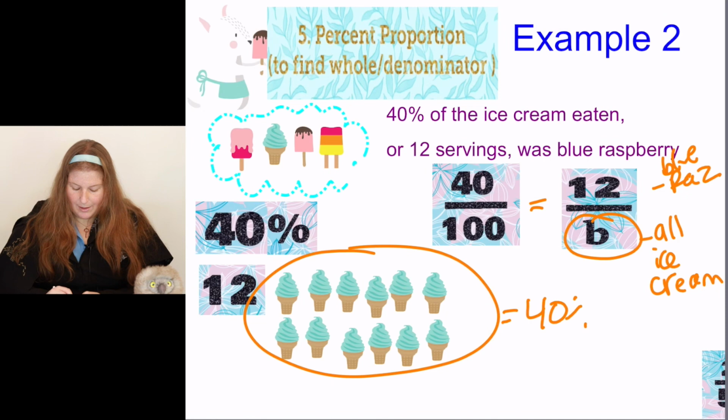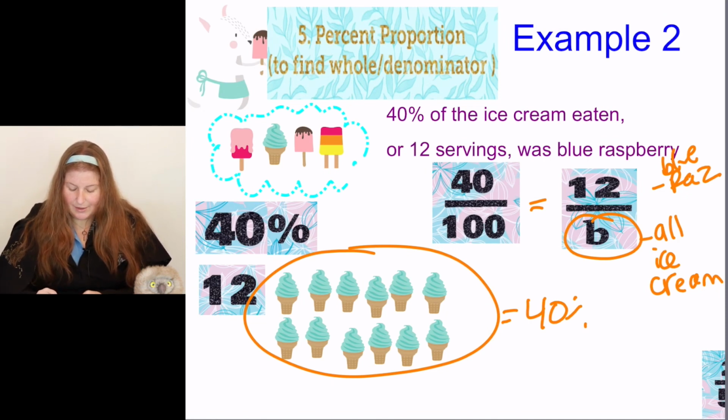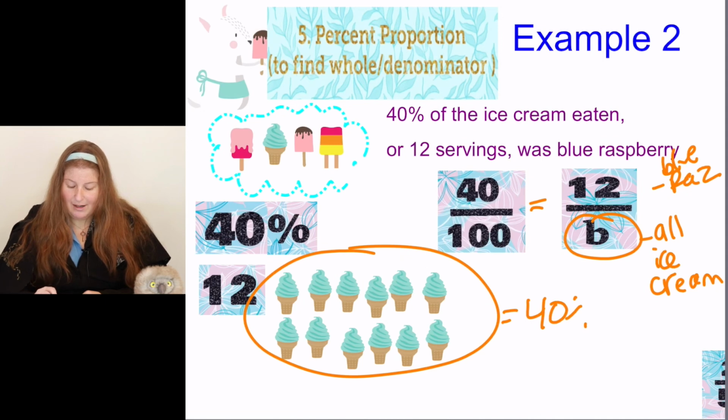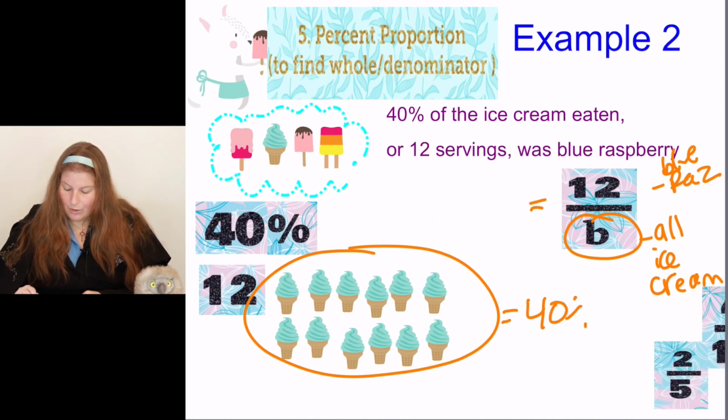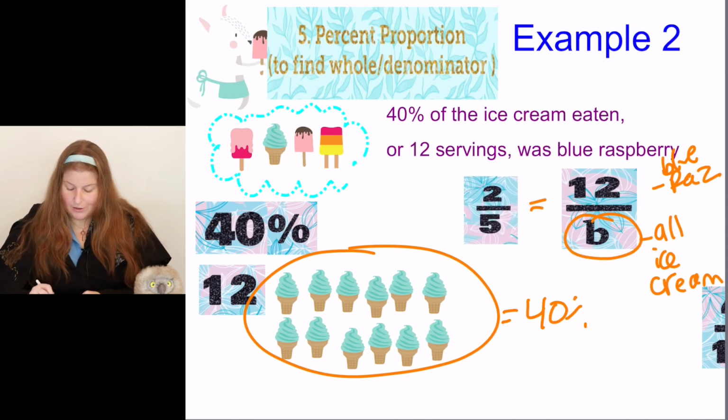So that's step 1. Before we went on to step 2, my guess is that you probably simplified this fraction. You might have simplified it by dividing by 10 and gotten 4 over 10. You also might have simplified it by dividing by 20 and gotten 2/5.